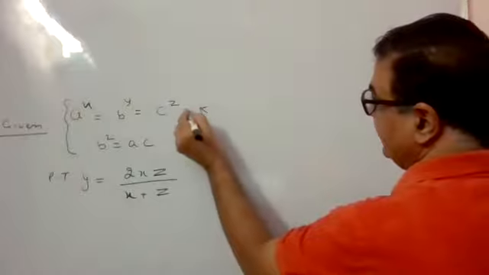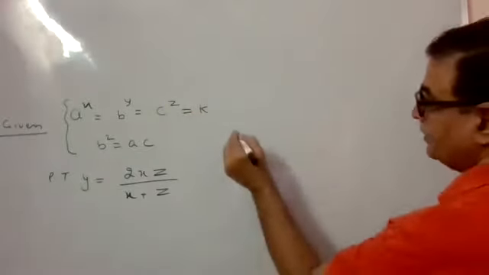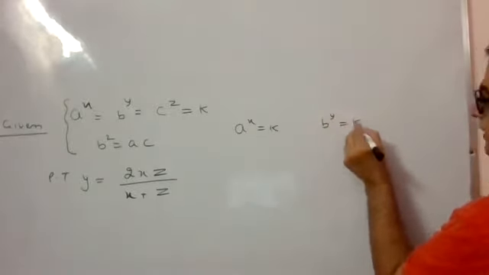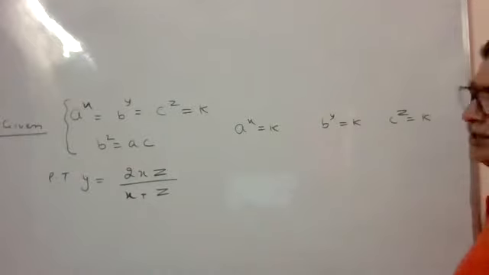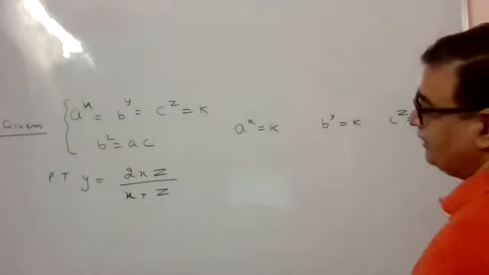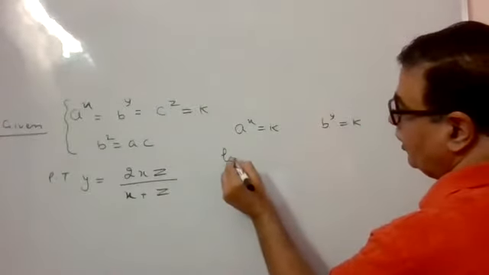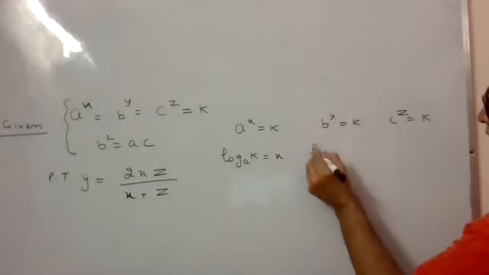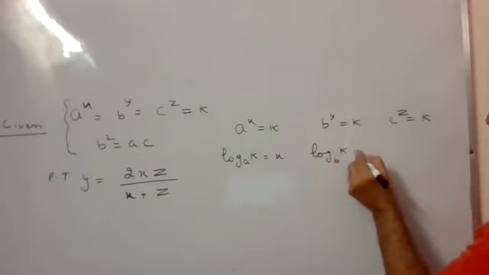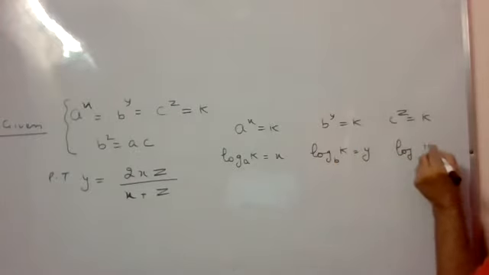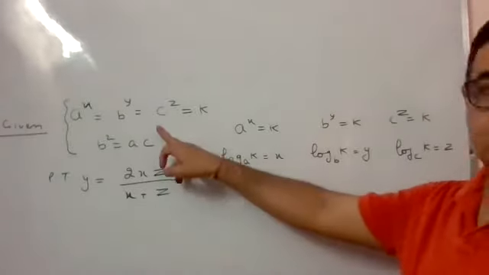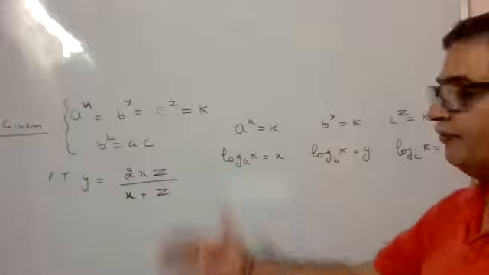Let this be taken as k first. Then we will have a power x will be k, b power y will be k, and c power z is again coming k. Then if I convert this in log, what I get here? Log of k base a will be x, log of k base b will be y, and log of k with c is coming z. Any doubt in this case? First, we have this condition with us, so we have taken this as k and taken log everywhere.